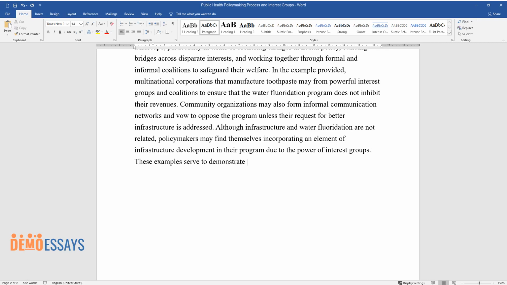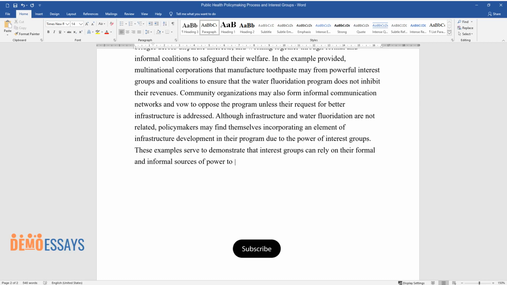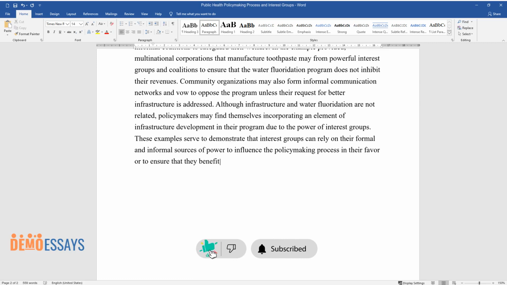These examples serve to demonstrate that interest groups can rely on their formal and informal sources of power to influence the policymaking process in their favor or to ensure that they benefit in the policy process despite the justifications used.